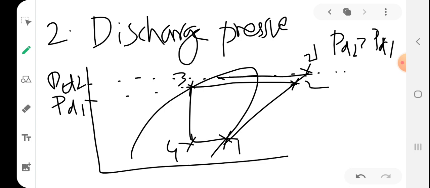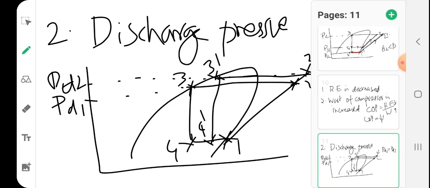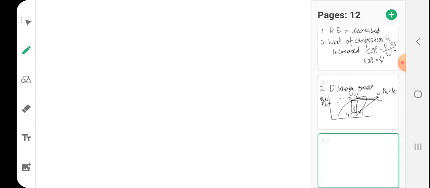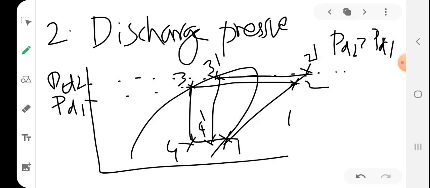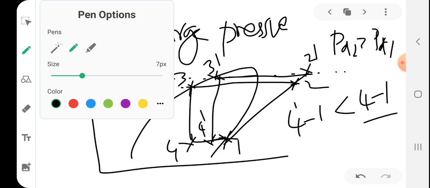And this will be the 3 dash, and this will be the 4 dash. The cycle changes like this. You can see that there is a decrease in the refrigeration effect, right? The refrigeration effect 4 dash to 1 is less than 4 to 1, right? So there's a decrease.